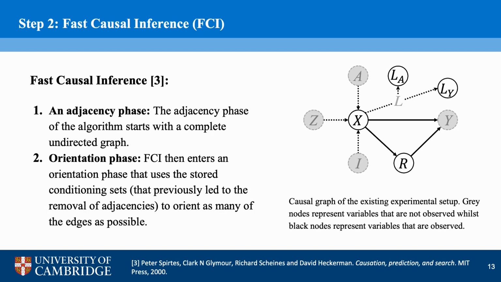The fast causal inference algorithm, on the other hand, consists of two main phases. First, the adjacency phase of the algorithm starts with a completely undirected graph. Next, we have the orientation phase, where we use the stored conditioning set that previously led to the removal of adjacencies to orient as many of the edges as possible. Further details or the pseudocode for this fast causal inference can be found in the book Causation, Prediction, and Search, as noted at the bottom of the slide.